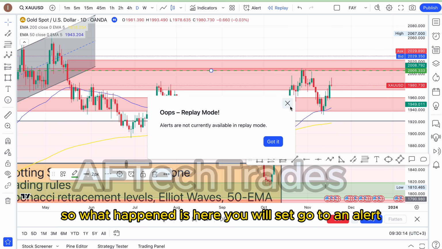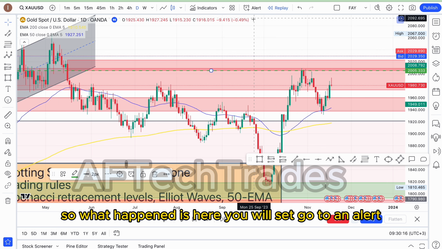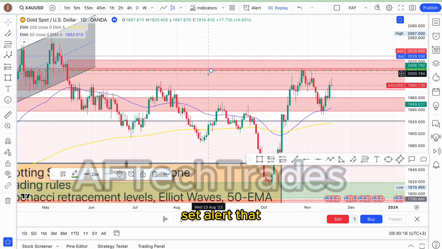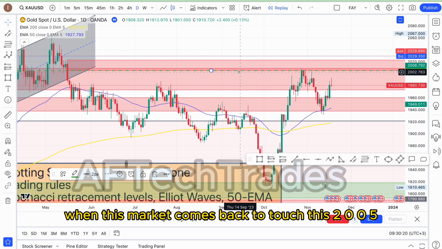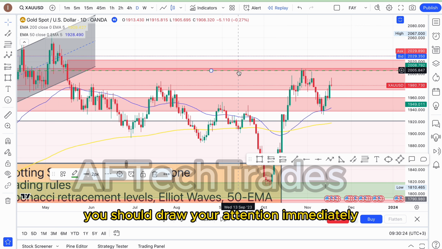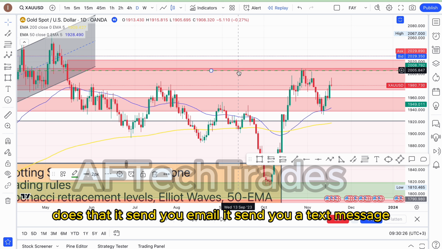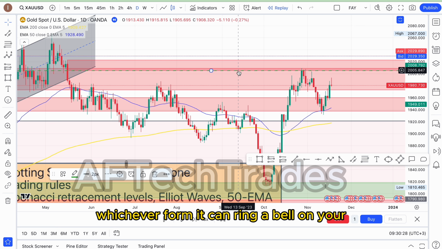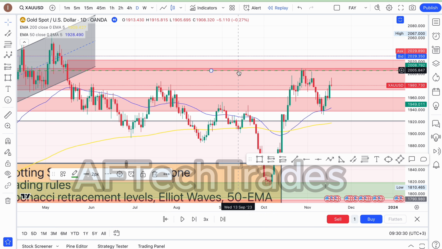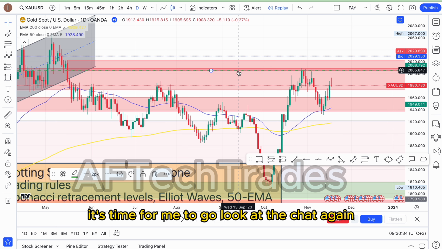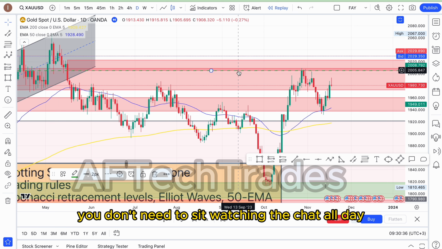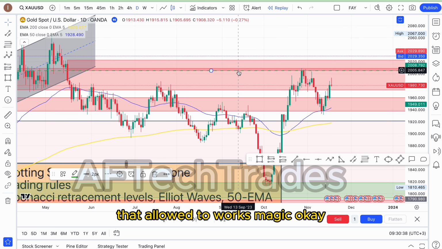So what happens is, you go to set an alert that when this market comes back to touch this 2005, it should draw your attention. Immediately it does that, it sends you an email, a text message, whichever form. It can ring a bell on your desktop. Then you know that it's time for me to go look at the chart again. You don't need to sit watching the chart all day. That alert tool works magic.